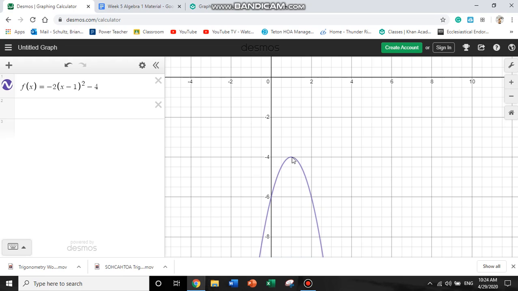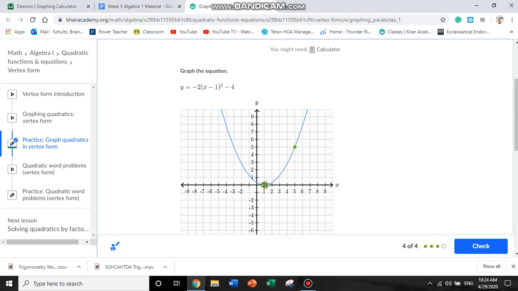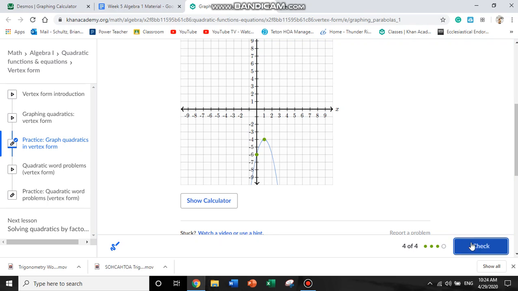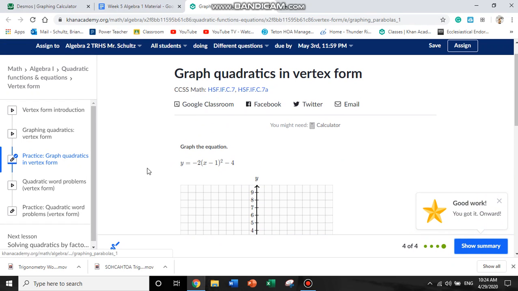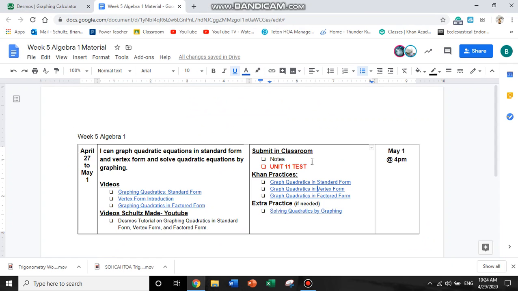So again, clicking on my vertex should bring up a dot right here, 1, -4. And then we also have a y-intercept of -6 again. Okay, so 1, -4, and -6 for my y-intercept. So 1, -4, and -6, and there we go. I think that's enough for vertex form. Let's go on to factored form.